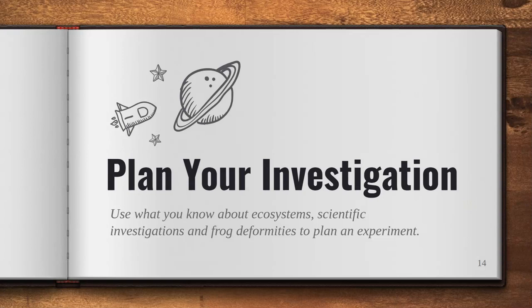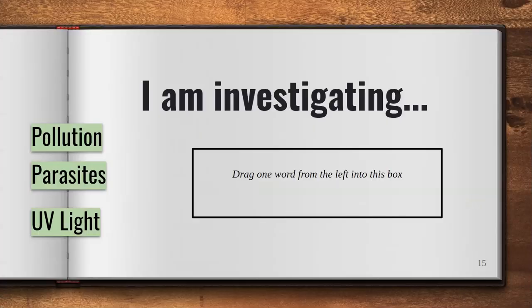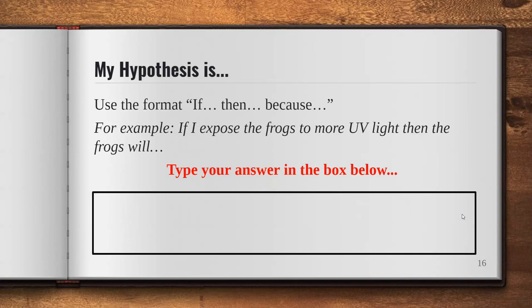Okay, so you're going to plan your investigation. So after this video, you're going to go to Google Classroom, and you're going to find a slideshow just like this. You're going to drag in what you want to do your experiment on. So if you want to know more about pollution, you're going to drag that over here. If you want to do parasites, you're going to drag that over here. Okay, then there's 3 slides following this. You are only going to do one of them.